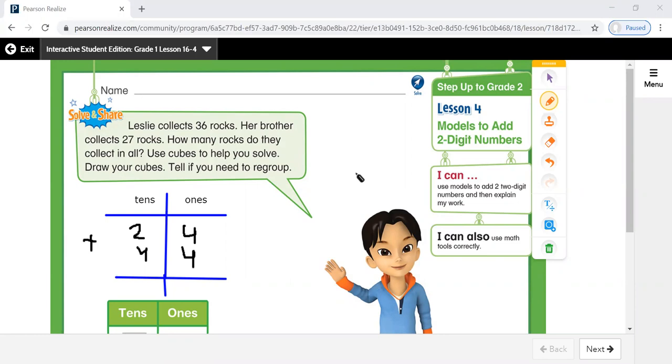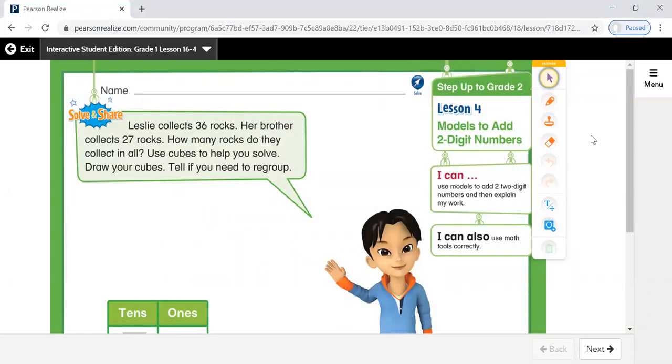Our lesson today models to add two-digit numbers. You know how to add two-digit numbers, like this example, 24 plus 44. What will I do? We know that we will add ones to each other. Now, 4 plus 4 equal 8. 2 plus 4 equal what? Equal 6. So the answer is 68. Good.